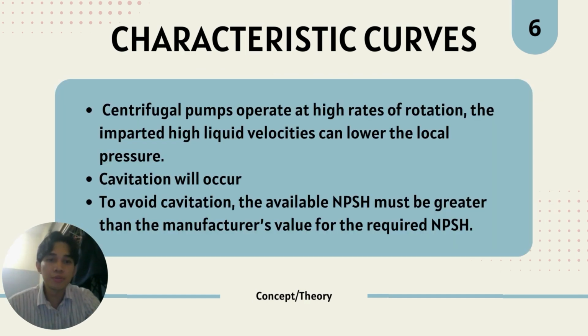Centrifugal pumps operate at high rates of rotation, and the imparted high liquid velocities can lower the local pressure, which will in turn make cavitation occur. To avoid cavitation, the available NPSH must be greater than the manufacturer's value for the required NPSH. If the pressure falls below the vapor pressure of the liquid, vaporization will produce bubbles that may collapse violently against surfaces where a higher pressure exists, which is a phenomenon called cavitation. It lowers the efficiency and flow rate, and the pump may be damaged.